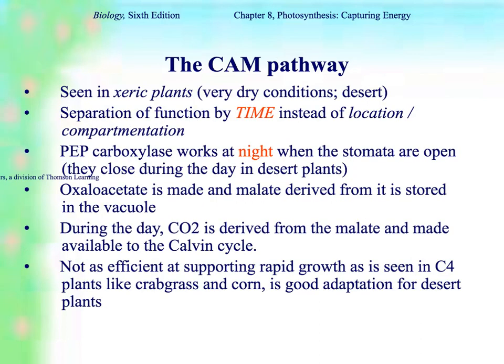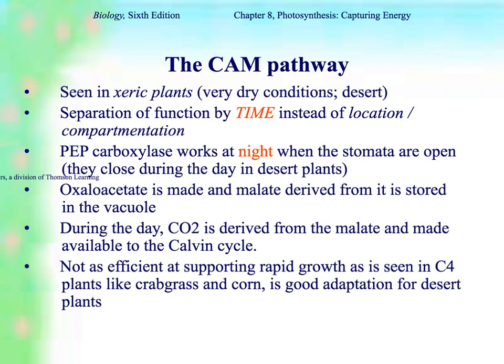For the last one, the CAM pathway, it's seen in desert plants, and the separation is done by time instead of by location. The enzyme, they use PEP carboxylase enzyme, and it only works at night. It only works when the stomata are open. They're closed during the day in desert plants because it's hot.